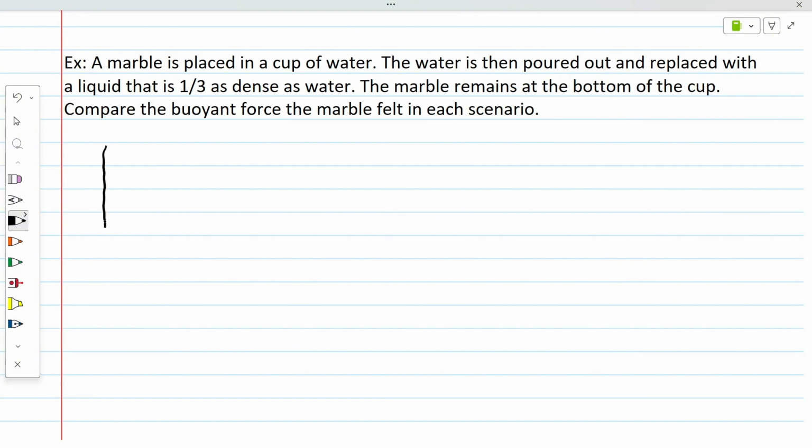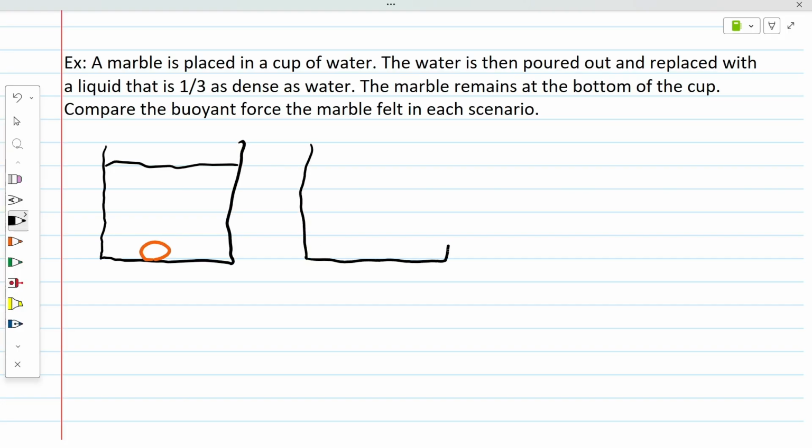So let's say we have a cup here, right, and there's a marble at the bottom. And then we have a second cup, and scenario 2 where the marble is still at the bottom. Now, the first one, we just have water, which we can call a density of rho, and then we pour it out, and the liquid is 1/3 as dense as water. So in this case, we can say it's 1/3 rho.